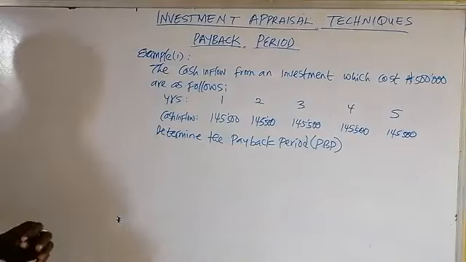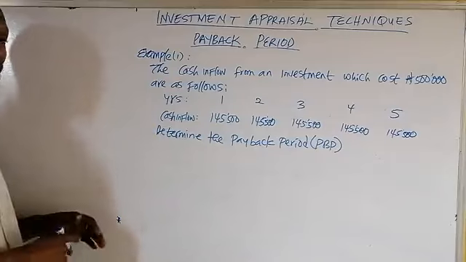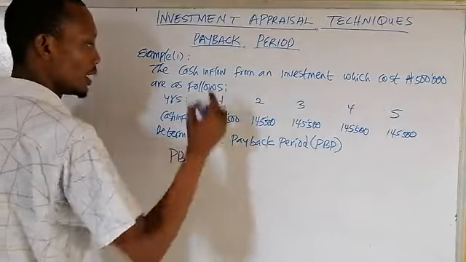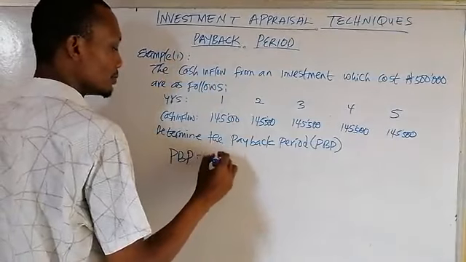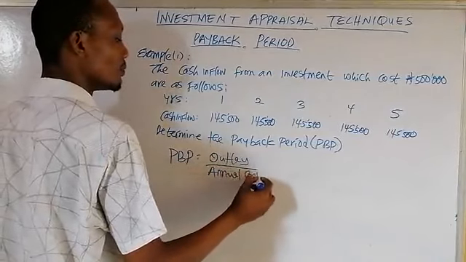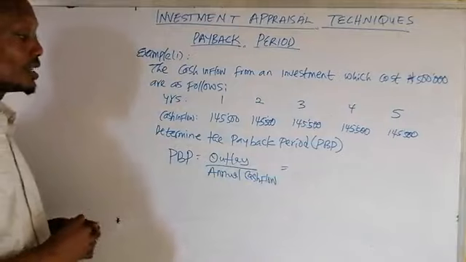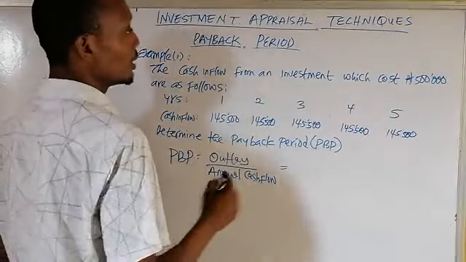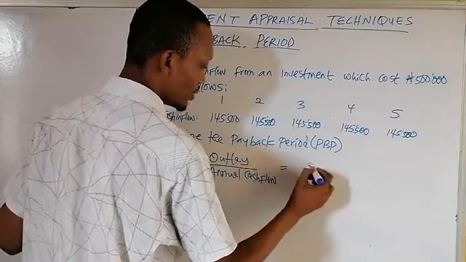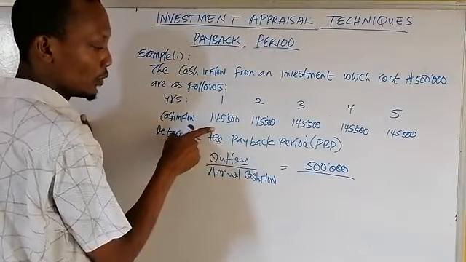Here we want to exemplify the first scenario which I cited the other time, where you are going to have a constant cash inflow, where the cash flows are in annuity form. So we said the payback period is equal to initial outlay over annual cash flow. Outlay is the money you invested in the business, on the asset, as the case may be. So here we have 500,000 naira, the amount invested, over the annual cash inflow.